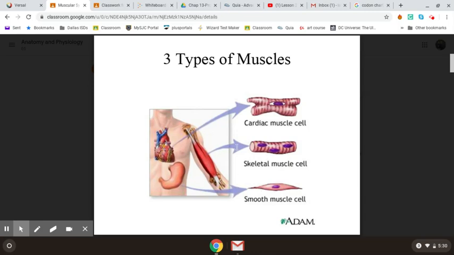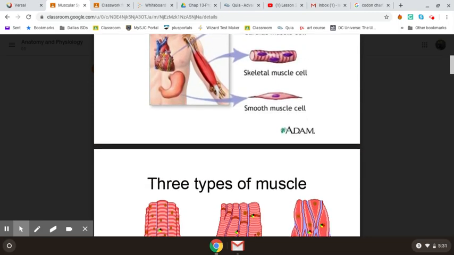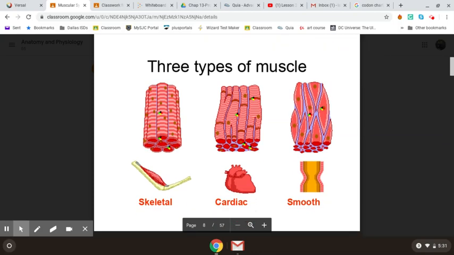Skeletal muscle is muscles that attach to your skeleton, cardiac on your heart, and smooth on your digestive system or your hollow organs. Okay, here's some more pictures, and we can see a little bit more of the anatomy. Okay, I'm giving you answers for your essay.